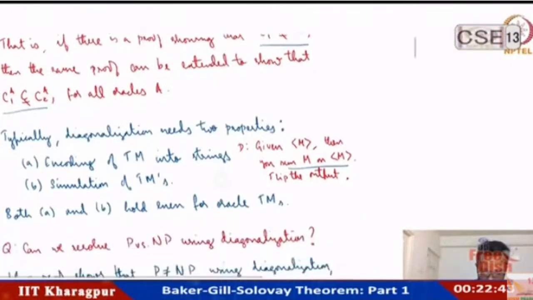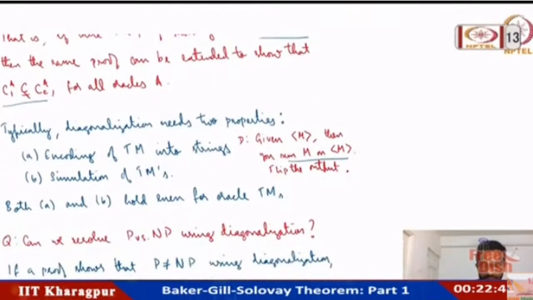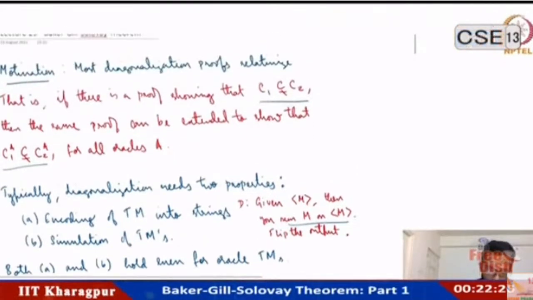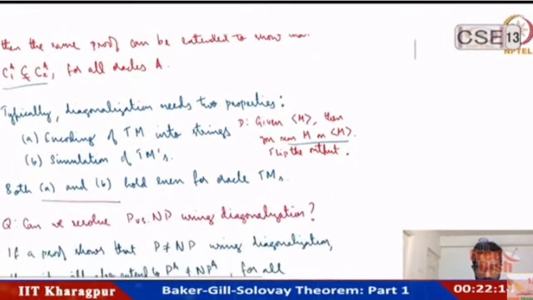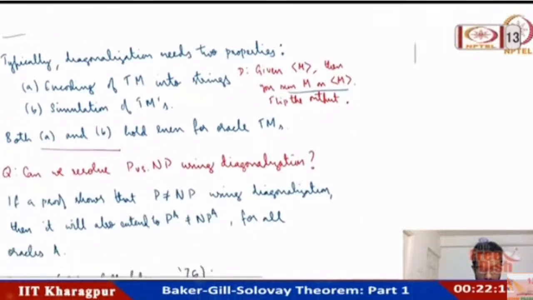This is what relativization means. This holds because both of these, A and B, encoding and simulation, hold even for Oracle Turing machines. So this is the property of relativization. Relativization means that even upon modifying the Turing machine to include oracles, the statements should hold good. So let's try to understand the consequences.